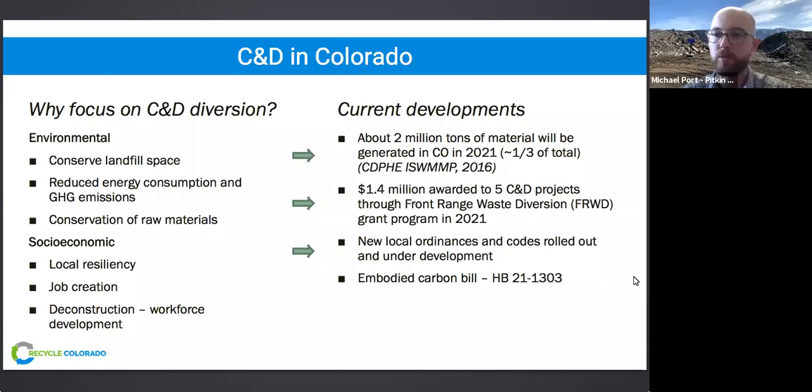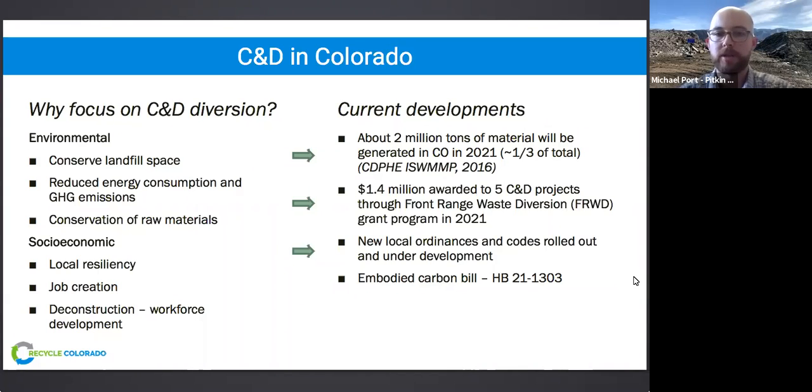As you probably all know, recycling has been found to create more jobs than landfilling does, ton for ton. And deconstruction, as opposed to demolition, has the benefit of workforce development as well. If you are working on a deconstruction job, you're learning how to unbuild something, so you have a pretty good idea of how to build something from the ground up. So this is a great benefit. And that's just a couple to throw out there.